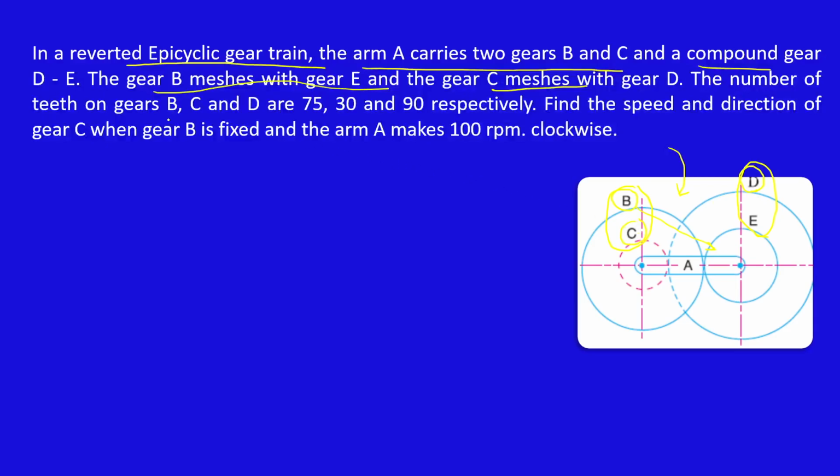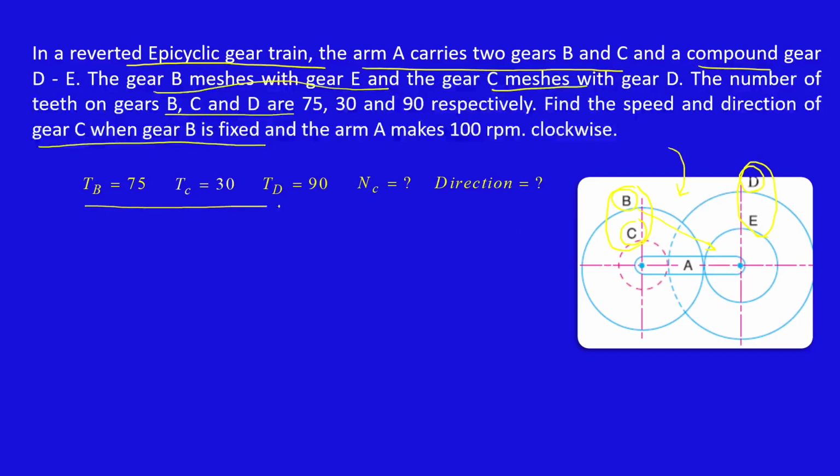The numbers of teeth on gears B, C, D are TB 75, TC 30, TD 90. We need to find the speed and direction of gear C when gear B is fixed and the arm A makes 100 RPM. There are four gears B, C, D, E, but we know only the number of teeth on three gears. So we need to find out the number of teeth on the unknown gear, that is E.